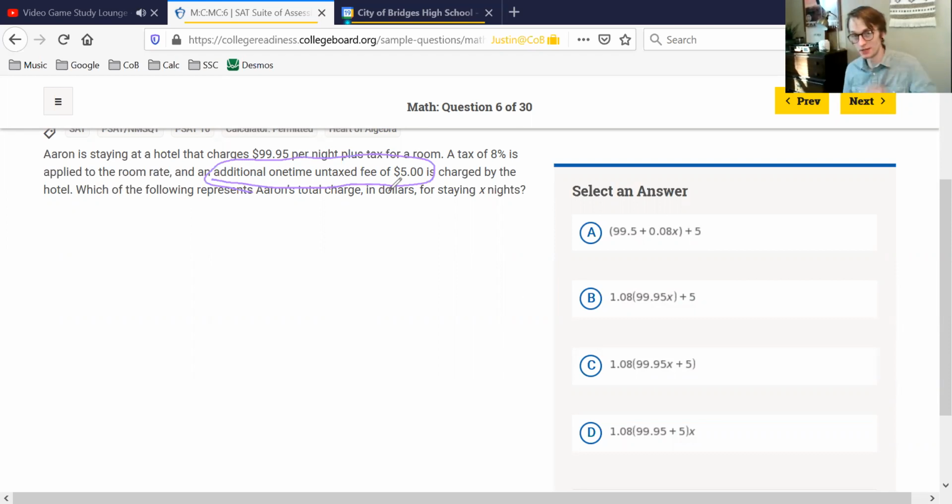The additional one-time untaxed fee of $5 is charged no matter how many nights Aaron stays. He could stay 30 nights or 2 nights, he's only getting charged $5 for this, which means that 5 can't be multiplied by anything. It's not multiplied by the number of nights, and it's untaxed, so it's not multiplied by the tax rate. So we can eliminate any answers in which that 5 is being multiplied by anything, because this is an additional plus $5 at the end, one time only.